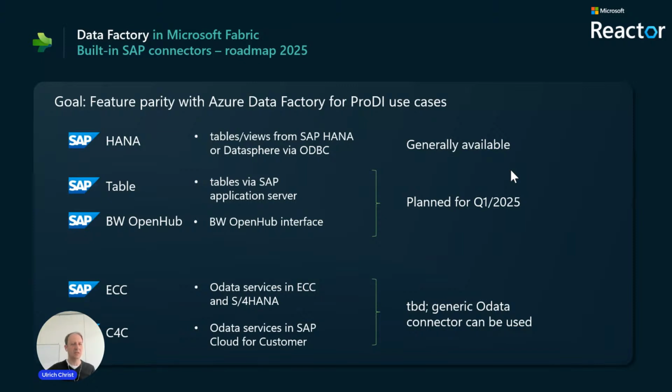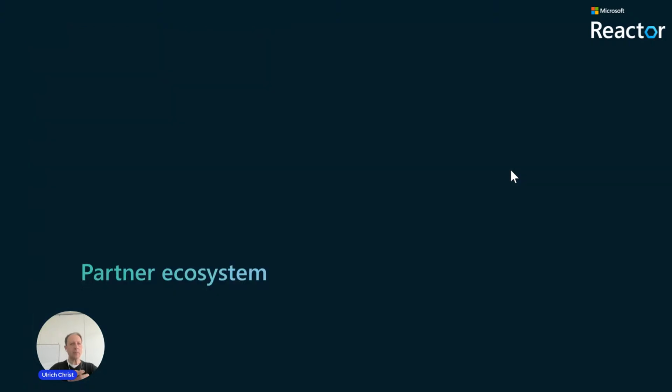Otherwise, if we see that customers are struggling because authentication is a little bit different in the SAP world and a bit cumbersome to configure with the generic OData connector, we might also consider moving these connectors into Fabric. We'll see. But that's basically a discussion which we're going to have moving forward later this year. So now let's move on to the partner ecosystem piece.